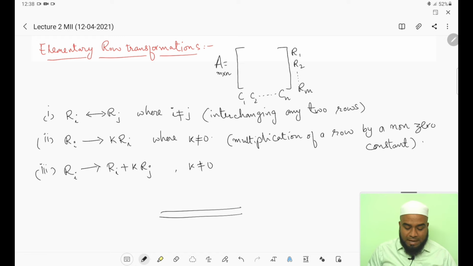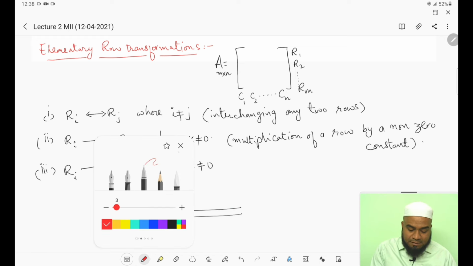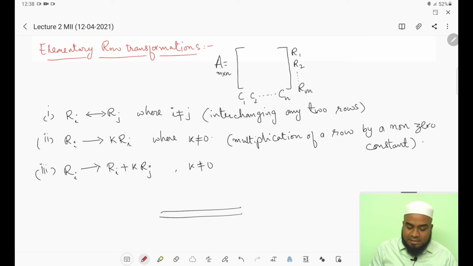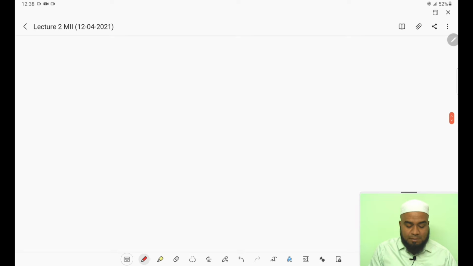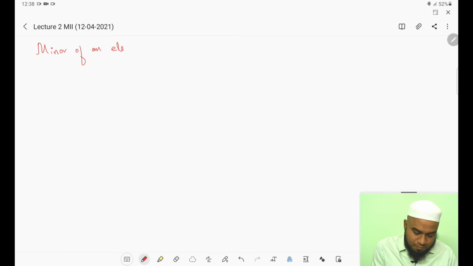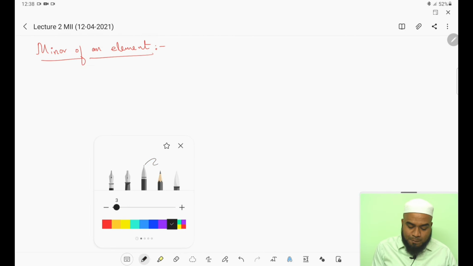Now we are going to see the minor of an element. The next definition is the minor of an element. All these definitions will be used for solving problems. So the second definition is the minor of an element. By taking an example, I am going to explain this.